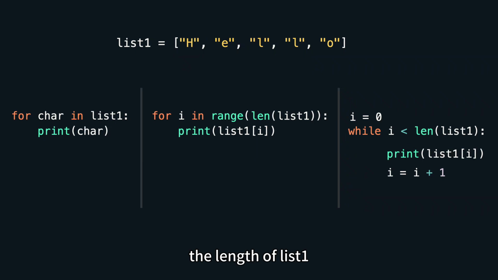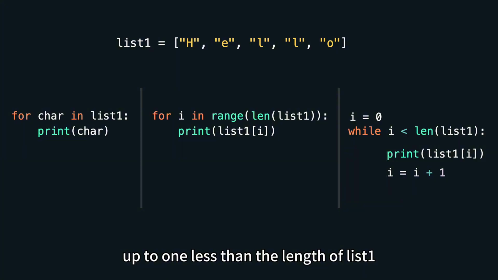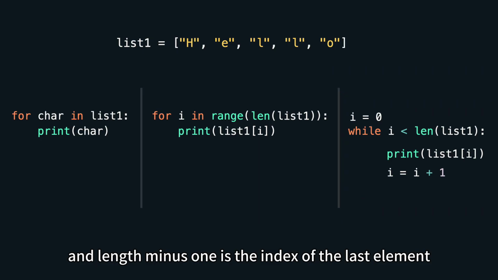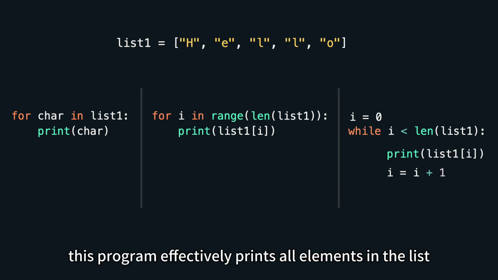Here, the length of list1, in this case, is assigned the value i=0 and so on, up to i less than the length of list1. Since 0 is the index of the first element and length minus 1 is the index of the last element, this program effectively prints all elements in the list.